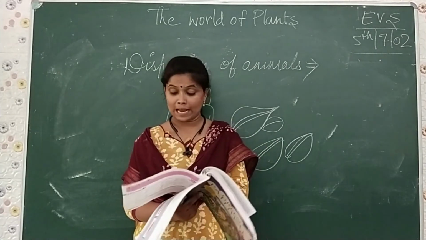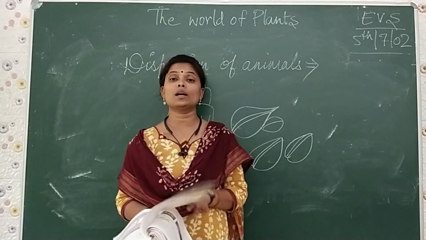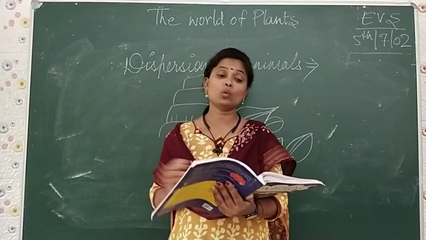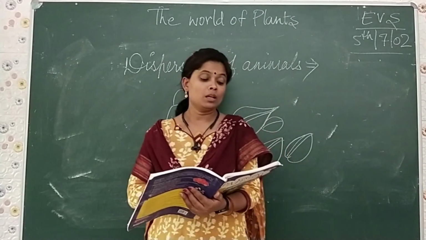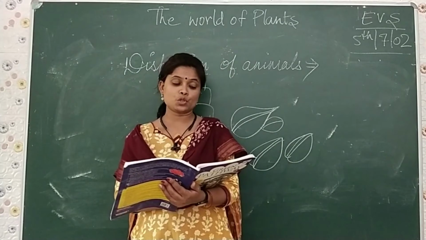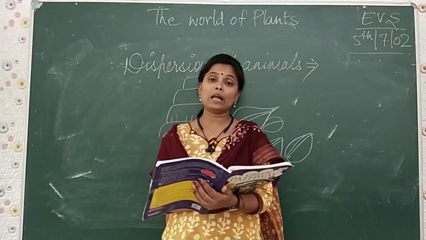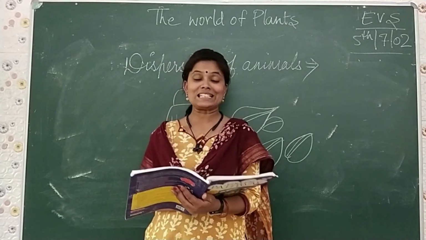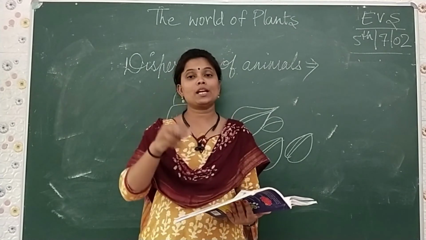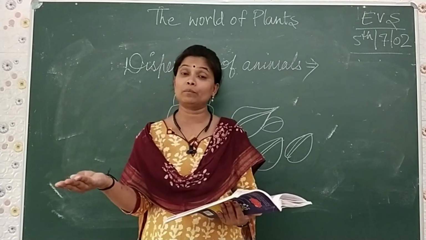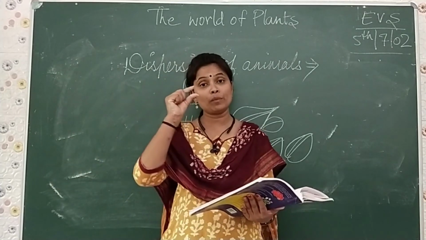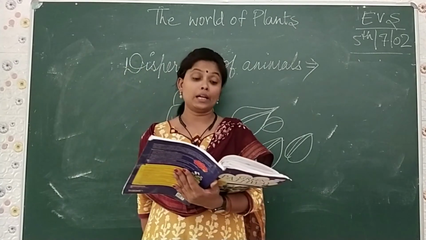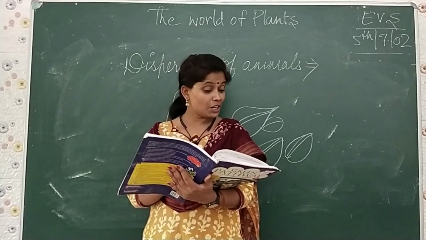Don't forget to write all the new words with their meaning. Let's have a quick recap. All plants reproduce to leave behind more plants of their own kind. This process, when a seed changes into a seedling, means an embryo matures and comes out of the soil, is called germination.